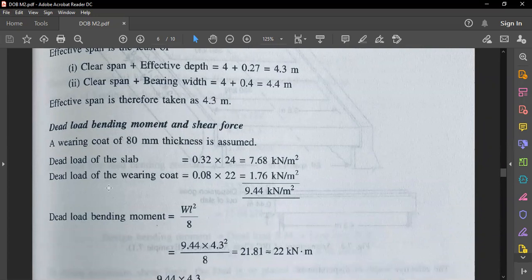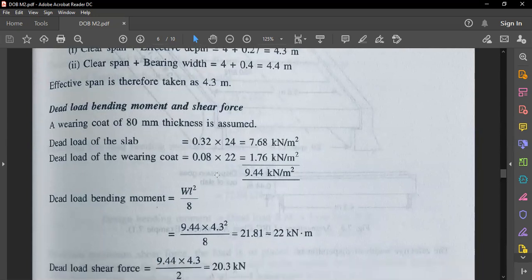Apart from the 320 mm deck slab, you have to consider a wearing coat, which will be of bitumen or any material which we use as wearing coat. Asphalt is also one of the materials which we use as wearing coat. The thickness of that wearing coat we will be considering as 80 mm. Okay, that is assumed. Now dead load of the slab is 320 mm into 24 density of RCC, that gives you 7.68 kilonewton per meter square.